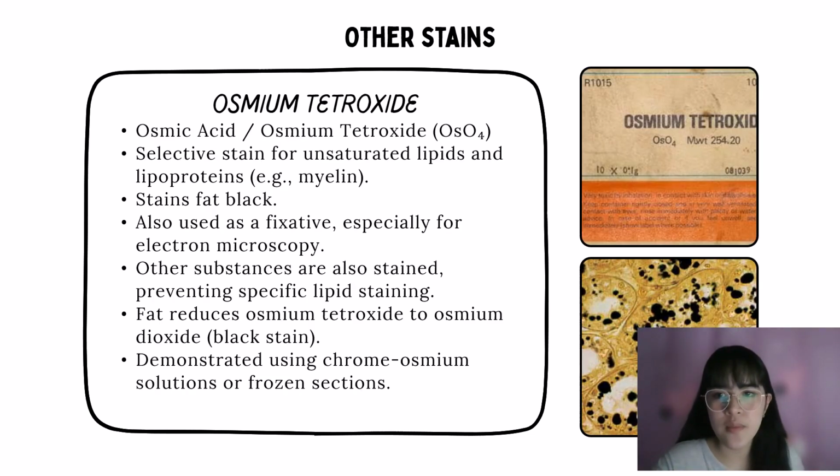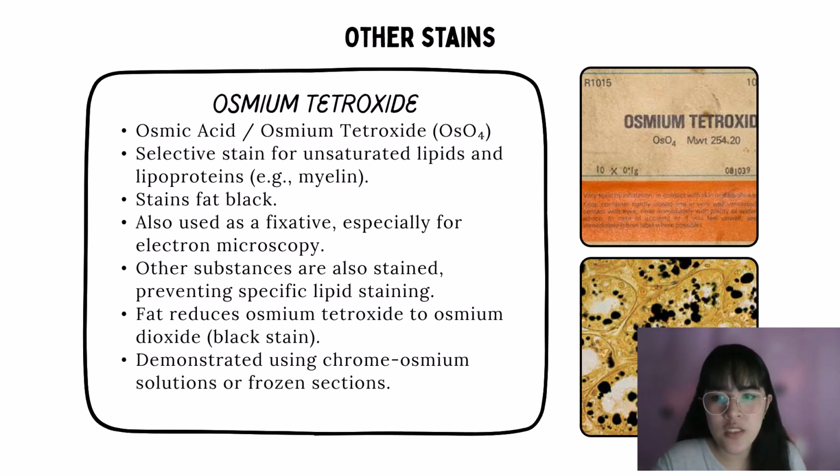Then we have osmium tetroxide. Osmic acid or osmium tetroxide is a selective stain for unsaturated lipids and for lipoproteins such as myelin, which it stains black. Osmic acid, aside from being used as a fixative, especially for electron microscopy, may be used to stain fat, although other substances are also stained simultaneously, thereby preventing specific staining of lipids.